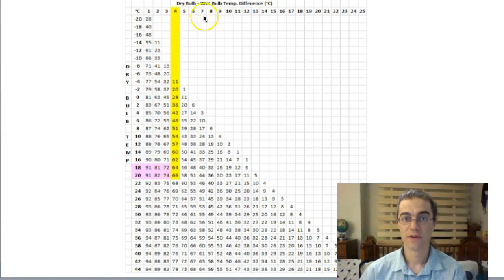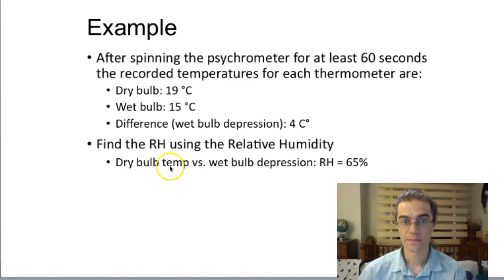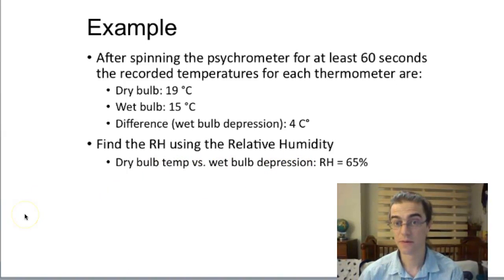And so we have the difference at 4 degrees and our dry bulb temp here. Two different lines helping us out there. So right in between, our 19 was just in between 18 and 20, between 64 and 66 there. So we have our dry bulb temperature versus the wet bulb depression, the relative humidity equal to 65%, pretty high.